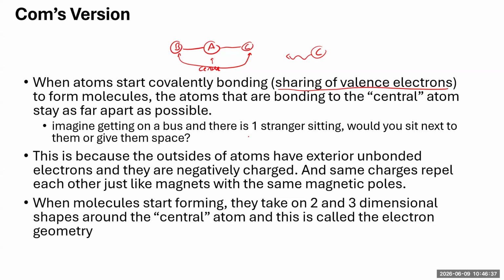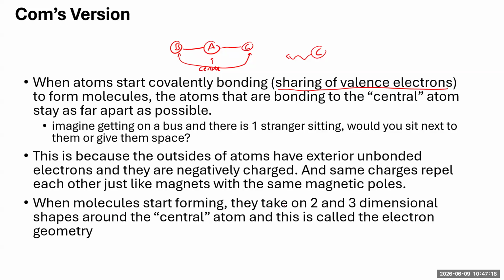Imagine getting on a bus and there's one stranger sitting down somewhere. Would you sit next to that stranger or would you give them space? That's what atoms like to do. They give each other space. This is because the outside of atoms have unbonded electrons, and they are negatively charged. The same charges repel each other, just like magnets with the same poles. If you take two magnets, north to north, and try to smush them together, you feel the force pushing them apart. Same with south to south. They repel each other because of those same charges, just like electrons.